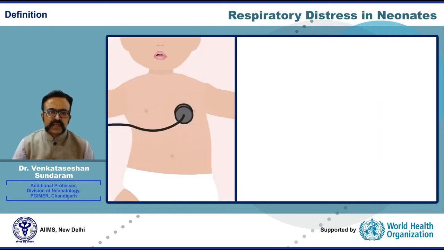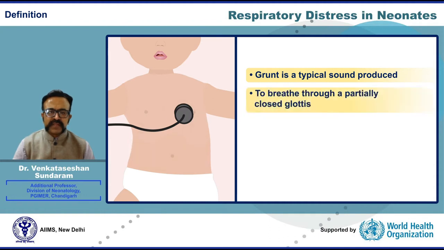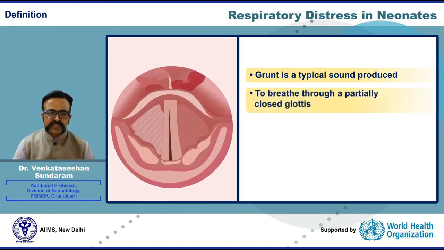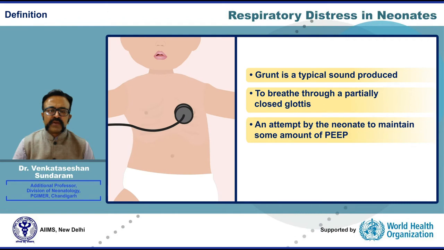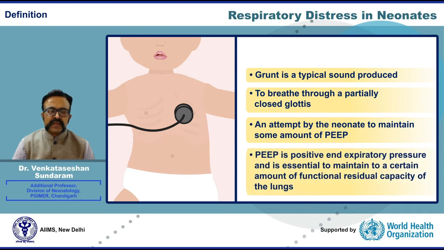What is grunt? Grunt is a typical sound produced while the newborn attempts to breathe through a partially closed glottis and is widely believed to be an attempt by the newborn to maintain some amount of PEEP. You would know that PEEP is positive end expiratory pressure and is essential to maintain a certain amount of functional residual capacity of the lungs.